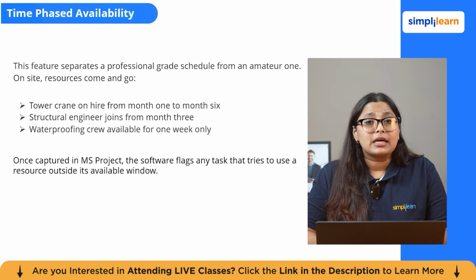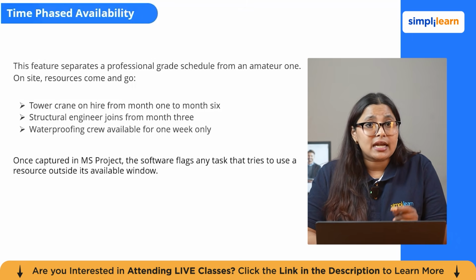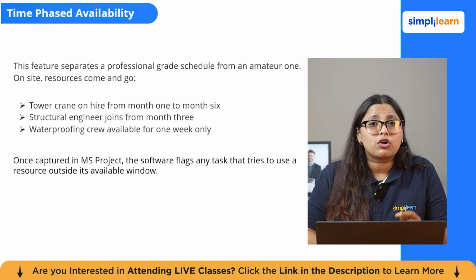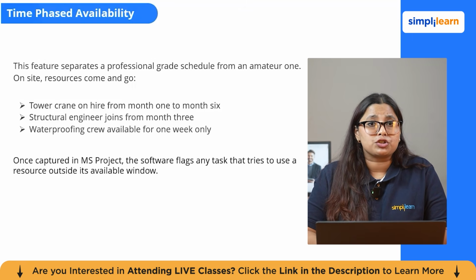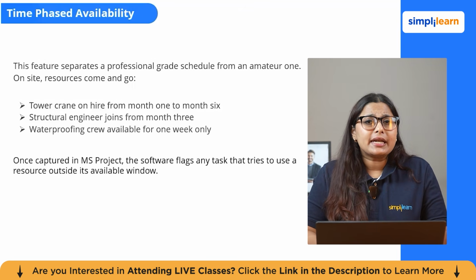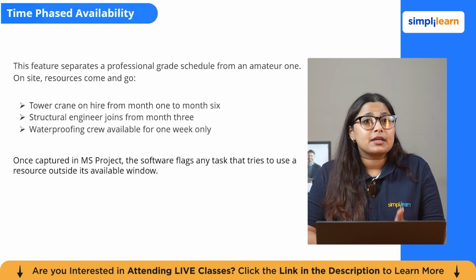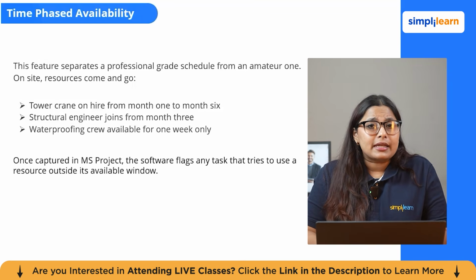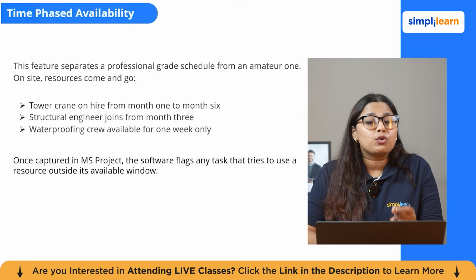And once you have captured it, the software will flag any task that tries to use the resources outside the available window. As a result, you get a resource plan that reflects the actual contractual and procurement position of your project. You will immediately see if a task slips, creating a demand for resources that is no longer on site. That visibility, early, automatic and accurate, is what MS Project is actually there to offer.